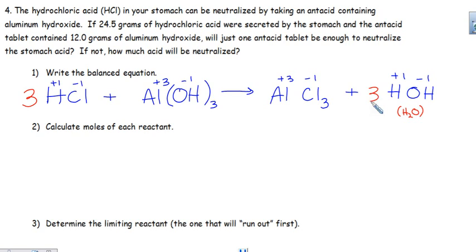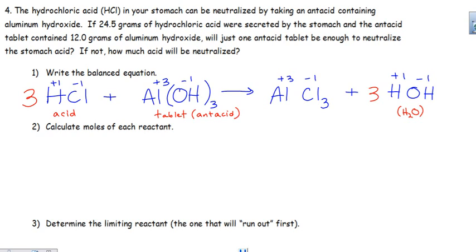So now as I read through the rest of this, I see that I'm given grams. If 24.5 grams of hydrochloric acid were secreted by the stomach, and the antacid tablet contains 12 grams of aluminum hydroxide, will just 1 tablet be enough to neutralize the stomach acid? So this is from the tablet, the antacid, it's the base, and then this is the acid. The HCl is the acid.